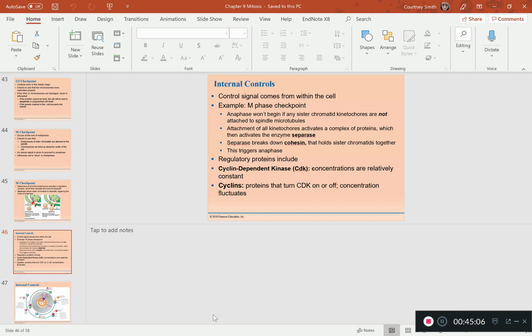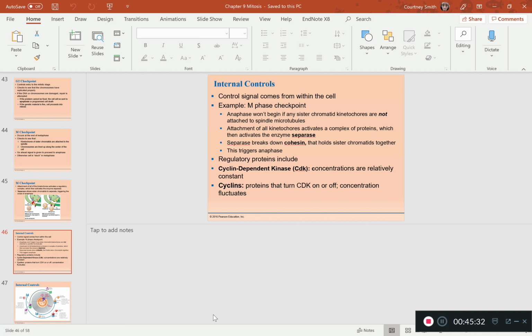In order to make sure of the attachment of all of the kinetochores, they'll activate a complex of proteins, and a lot of times it's known as separase. I think that's how you say it. And then what happens is that separase will break down the cohesion factors that were between the sister chromatids.